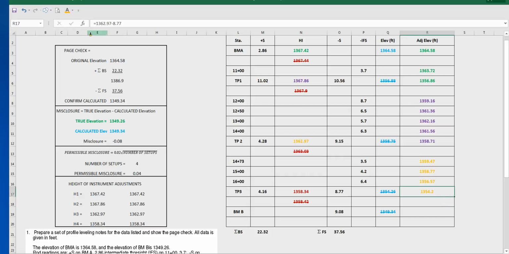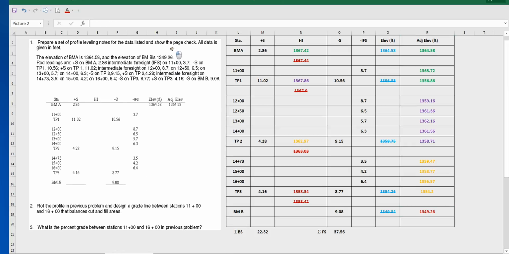Now, the last set, I'll go ahead and leave as, I'll make that red just to be the same. So this one is going to be equals 1358.34 minus 9.08. So this value matches what our true value was supposed to be as we stated before. So all of these would be our adjusted elevations.